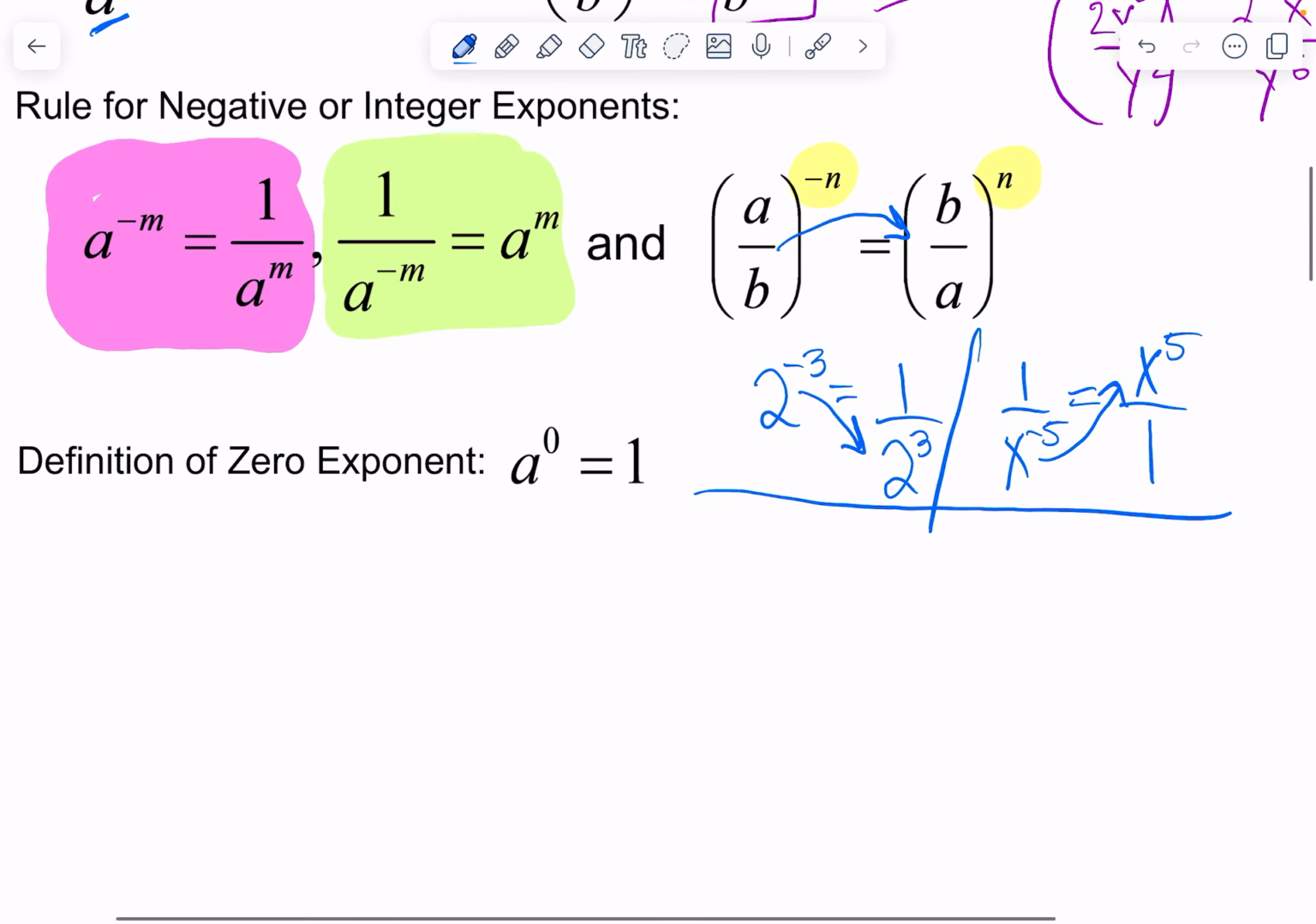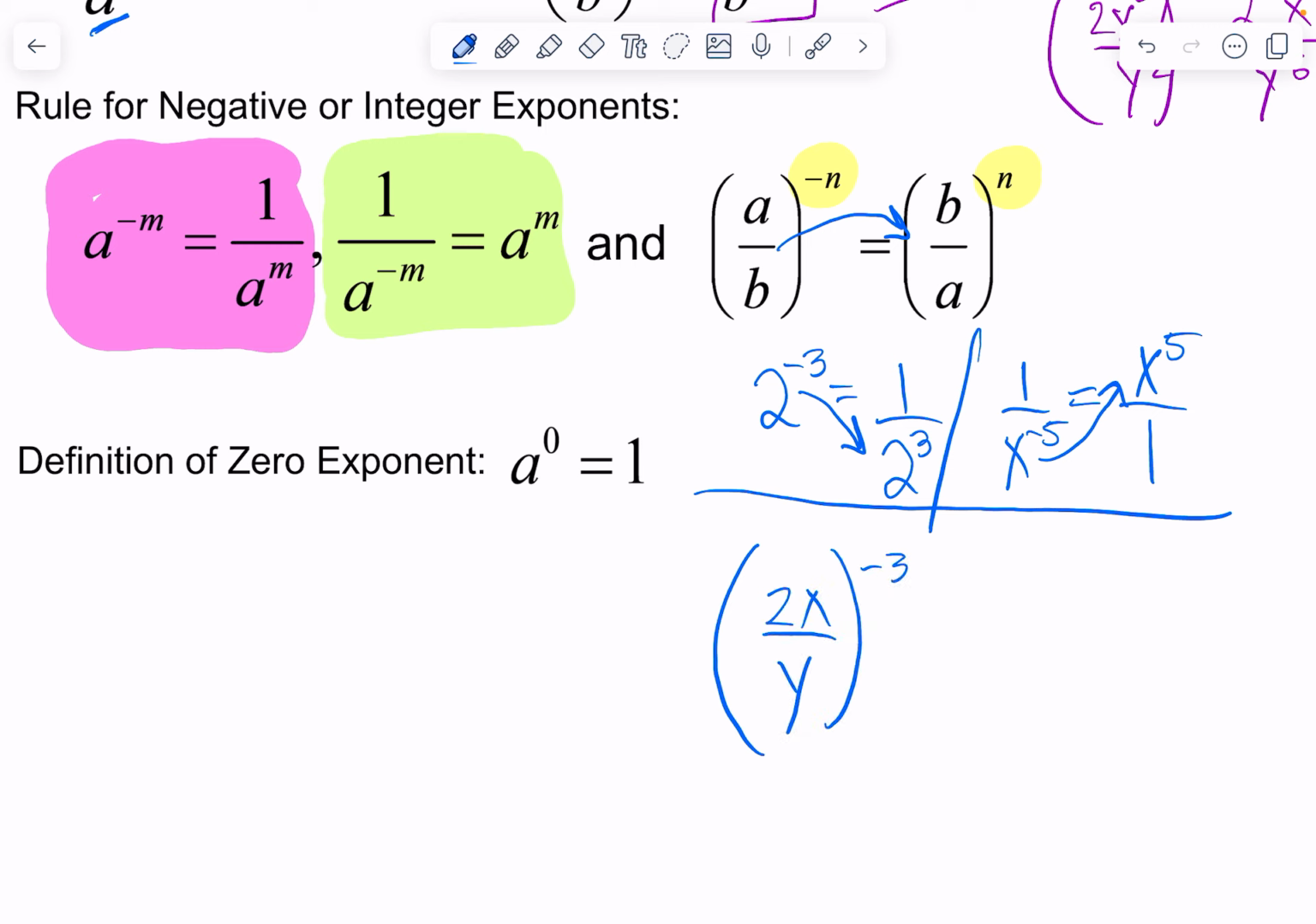And if I have, let's say, 2x over y to the negative 3rd power, I can just reciprocate the inside part of that monomial, and look at what happens. That negative exponent becomes positive.